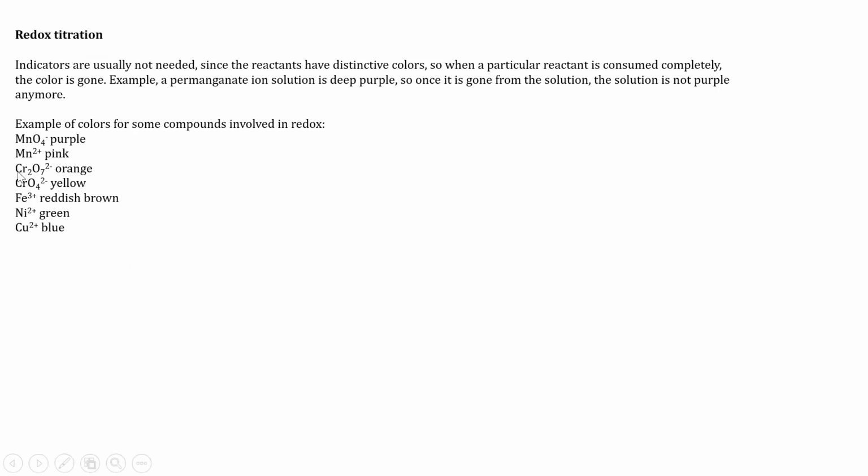I want you to note the dichromate ion is orange just because that is the next example, has dichromate in it. So let's go through an example with a redox titration, just giving you some hints on how to get started.